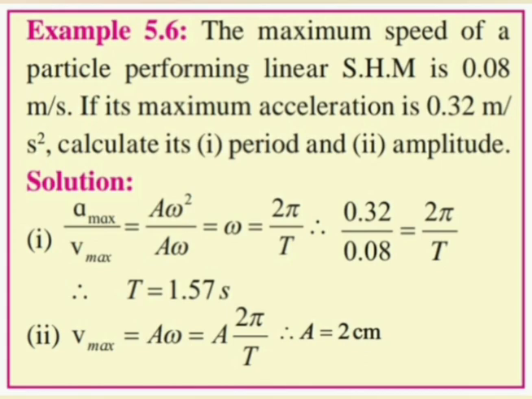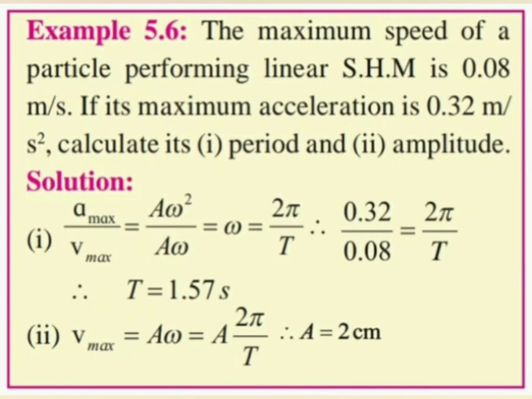As you know very well, students, here acceleration and velocity are in ratio. Acceleration is A omega square, velocity is A omega. A gets cancelled out. So omega is equal to 2 pi by T. Here we take the value of acceleration as 0.32 and the velocity as 0.08. After cancelling this, we get 2 pi by T. After that calculation, we get the time period equal to 1.57 second.